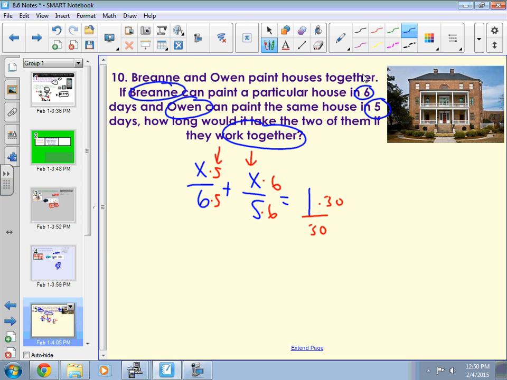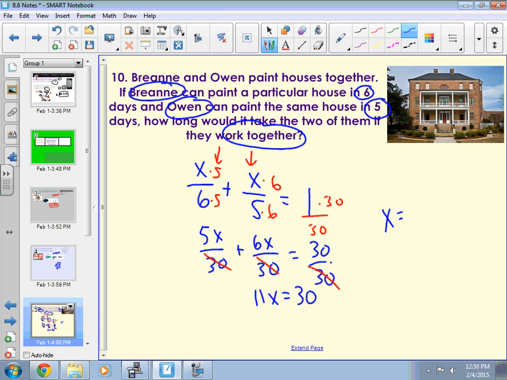So our equation becomes 5x over 30 plus 6x over 30 equals 30 over 30, or 1. Well, just like before, if we times everything by 30 now, all these are gone. We just got to solve the top. So we got 11x equals 30. Divide by 11, and it looks like it would take them 30 over 11, which is the same as 2 and 8/11 days to finish it.